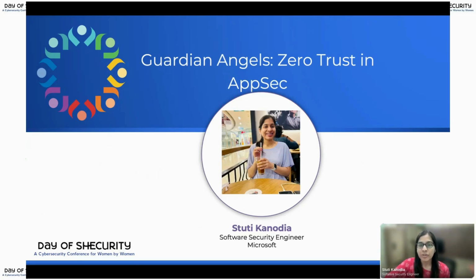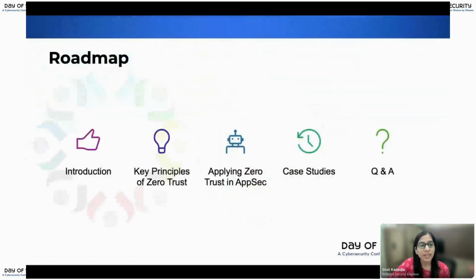Today's topic that we are going to cover for the next 30 minutes is zero trust in application security. This session will be a mix of theoretical as well as some case studies that will be engaging. So please feel free to drop any questions in the chat and we'll take them at the end of the session. What we'll be covering in the next 30 minutes are these topics: a little bit of setting the stage, like what is application security, what is zero trust, and then the key principles involved in setting up zero trust, and then how we can apply zero trust security in application security.